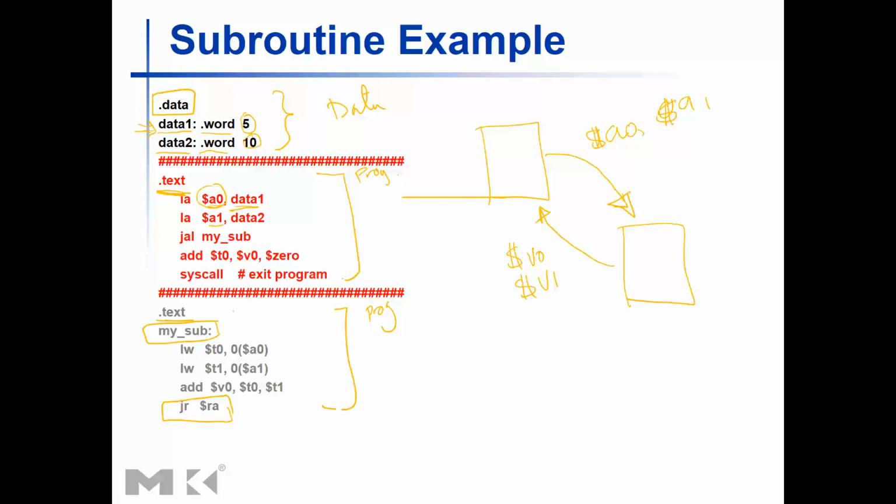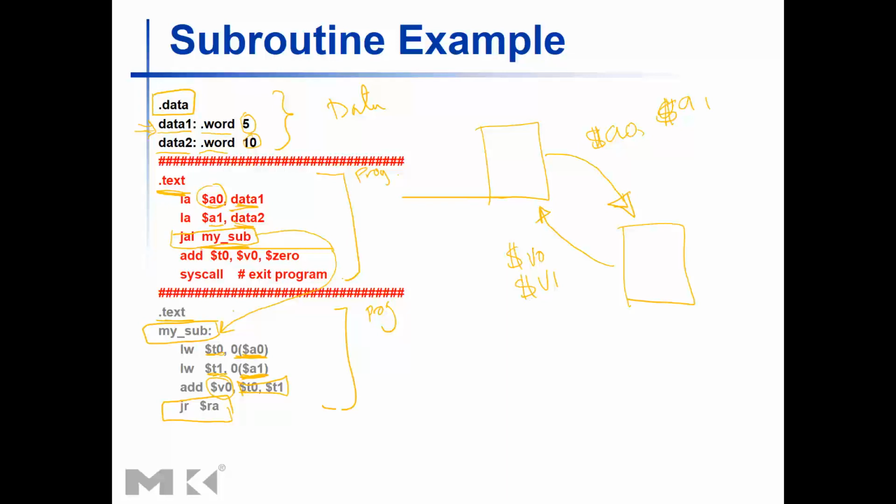Then I'm saying jump and link. This is how I call the subroutine. Jump and link transfers the execution. So see, jump and link my sub transfers the control here, meaning I'm calling the new subroutine. Now notice what I'm doing here. I'm loading the data at the address in A0, which is data 1, into T0, and I'm loading the data at the address in A1, which is data 2, into T1. Then I'm adding T1 and T0, and saving the result to V0.